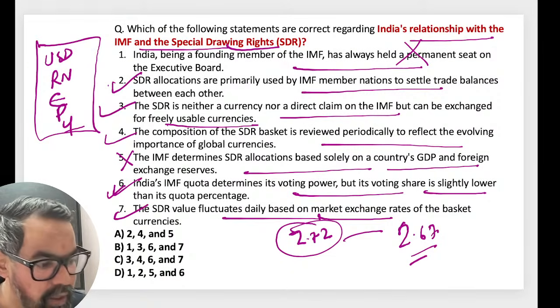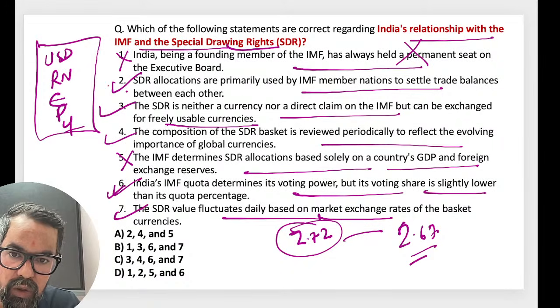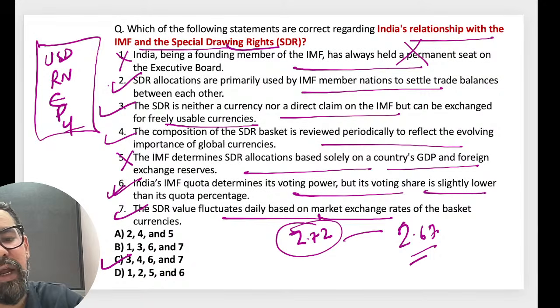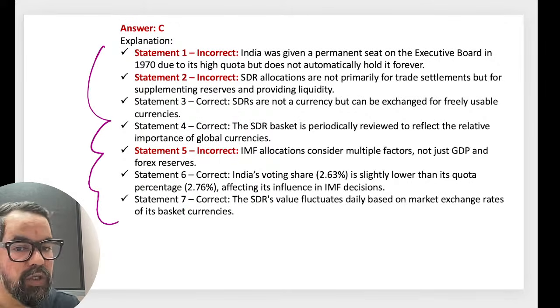So what is fitting here? Does C fit? A fits, but the first statement is wrong. Options 2, 3, 4, 6, 7... C will be the right answer for this one, guys. Anita ma'am and others also, C will be the right answer for this question.